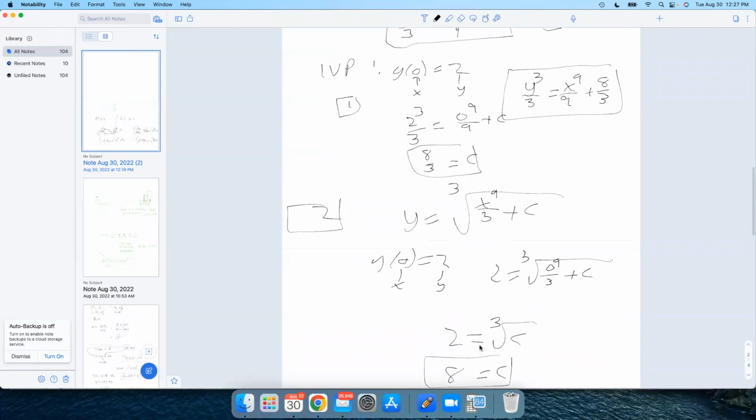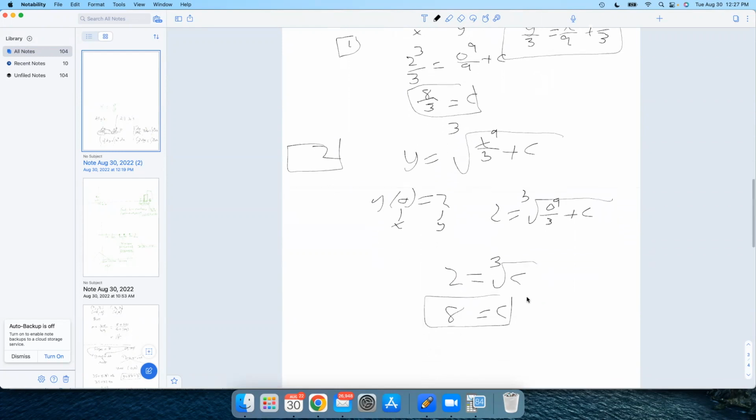Look, even though I'm using the same letter, that should kind of bother you. It drove me nuts when I took this class. We should really be calling this maybe C1 and this one C2 because they're different. It's not the same C. We got different answers. But here's why it doesn't matter.